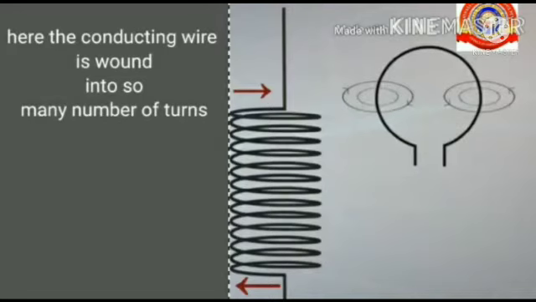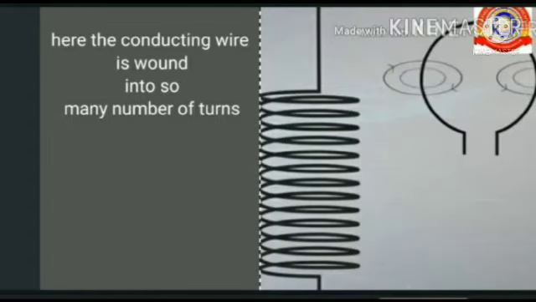Next, we are going to study about the conducting wires having more than one turn. We already studied about the conducting coil having only one turn and how the magnetic field lines are produced in that coil. Here we can see the conducting wire is wound into so many turns, and here the current flows through each turn of the coil. And do you know what is the name of this shape? The name of this conducting coil is solenoid. Next, we are going to study about magnetic field in a solenoid.